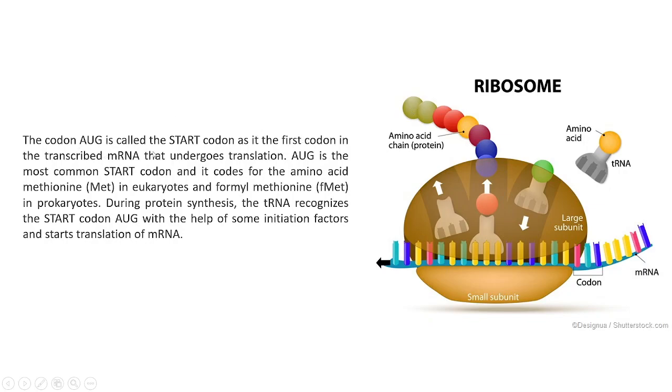The codon AUG is the start codon, as it's the first codon in the transcribed mRNA that undergoes translation. AUG is the most common start codon, and it codes for the amino acid methionine in eukaryotes and formyl methionine in prokaryotes. But some other organisms might have some other start codons. It is not exactly fixed. In eukaryotes it's generally methionine, and in prokaryotes it's formyl methionine, but there might be some variability as well. If you do more research, you'll find that there are some other codons in a variety of organisms that are thought to be start codons.